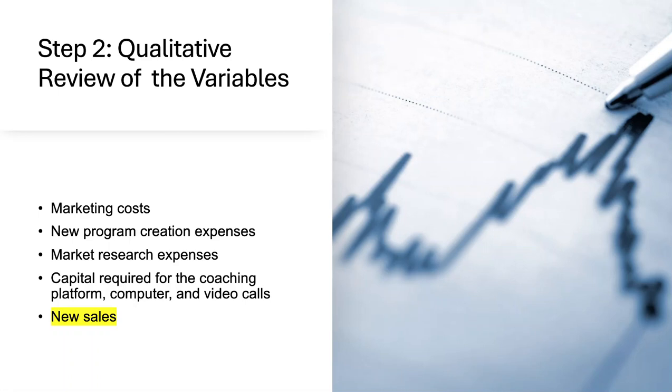So the areas that we've narrowed down here in our example are going to be the marketing costs, the new program creation expenses, the market research expenses, the capital required for the coaching platform, the computer, the video calls, and the new sales. Now I have this new sales highlighted in yellow here because I want to make it obvious that this is the thing we're going to be looking at today.